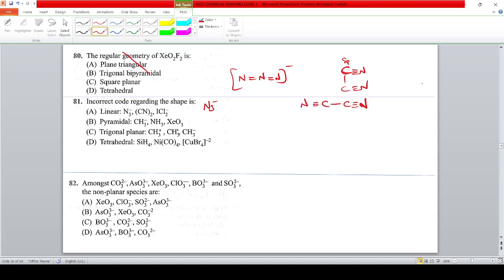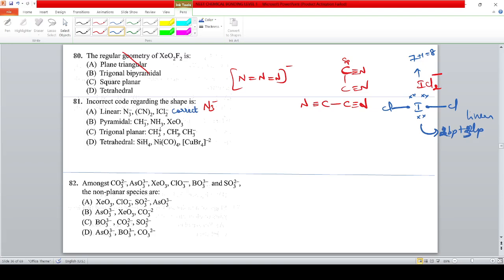Linear. ICl2 minus. Iodine has 7 valence electrons. Minus means you have to add an electron, totally 8. Out of the 8 electrons, 2 electrons are used for bonding with chlorine, then 3, 4, 5, 6, 7, 8. So around iodine there are 2 bond pairs and 3 lone pairs. Such a molecule will be linear. So this is correct. Option A is correct.